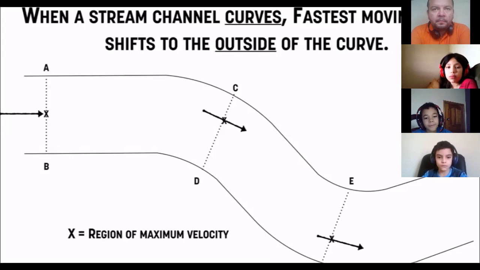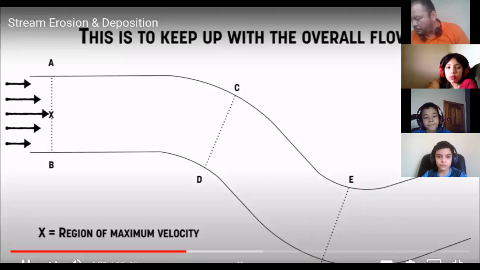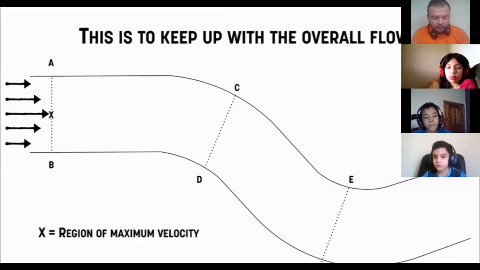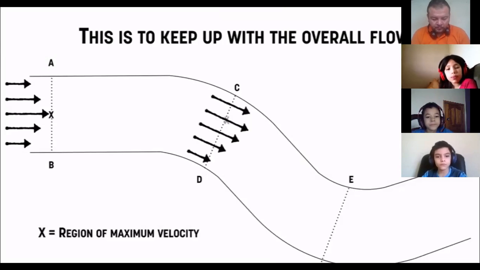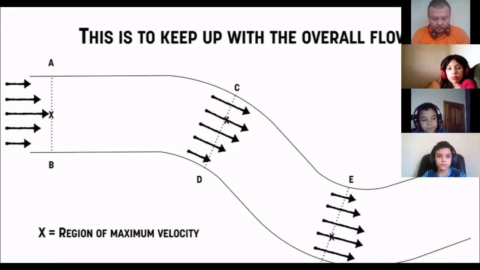Now the reason this has to happen is because water is trying to keep up. So if it's moving fastest in the middle when it's straight, when you have a curve, the inside of the curve has to move slower and the outside of the curve has to move faster. Same thing over here from E to F. Now it's reversed. The outside of the curve has to move faster to keep up with the inside of the curve, which has to move slower.